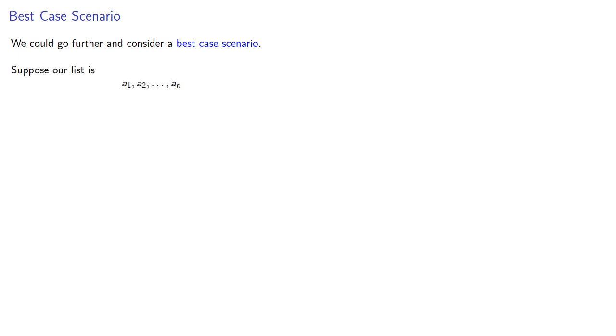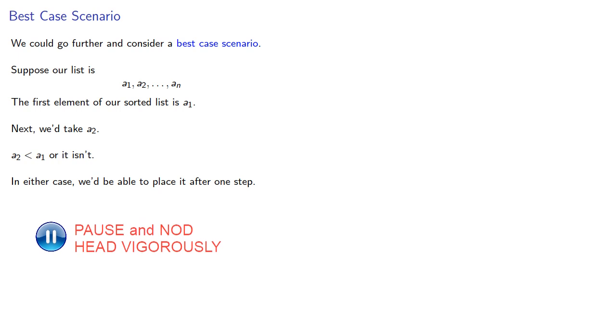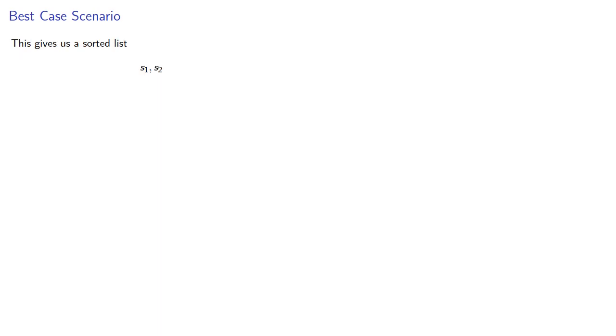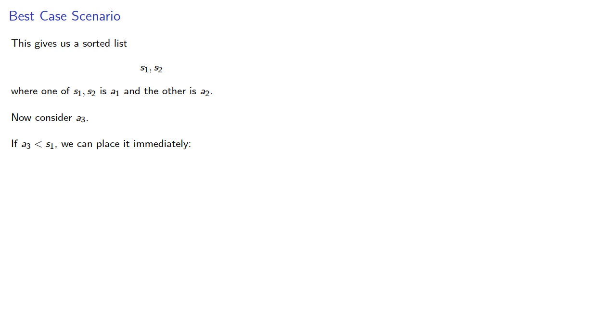Suppose our list is. The first element of our sorted list is going to be A1. Next, we take A2, and A2 is less than A1, or it isn't, but in either case we'd be able to place it after one step. This gives us a sorted list consisting of two elements, where one of these is A1 and the other is A2. Now consider A3. If A3 is less than S1, we can place it immediately. This is the best possible case.